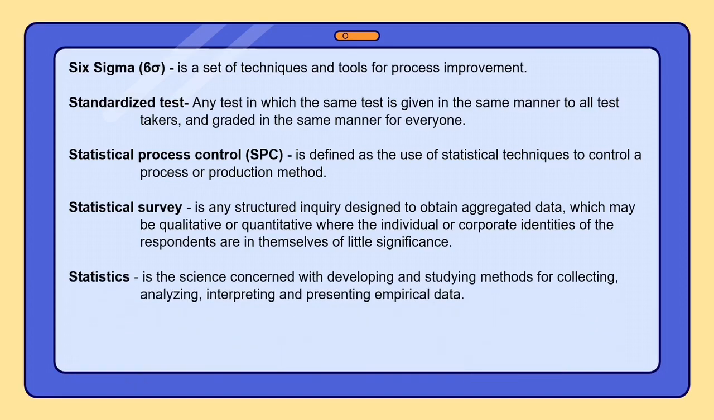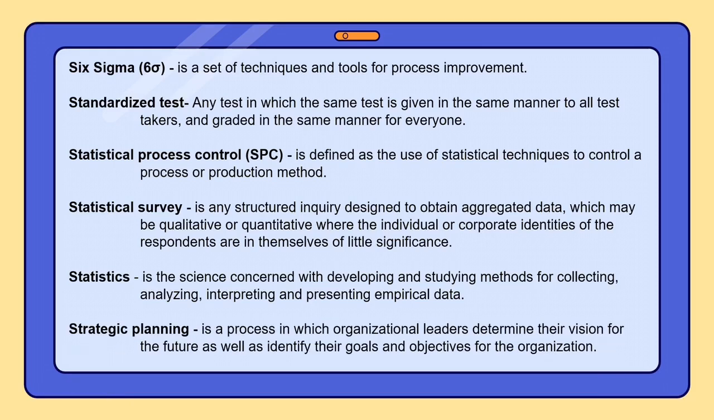Next is statistics. So, it's the science concerned with developing and studying methods for collecting, analyzing, interpreting, and presenting empirical data. So, yun nga, hindi na bago sa atin ang statistics. Next is strategic planning. Strategic planning is a process in which organization leaders determine their vision for the future as well as identify their goals and objectives for the organization. The goals of this should be set so that the organization is enabled to reach its stated vision.